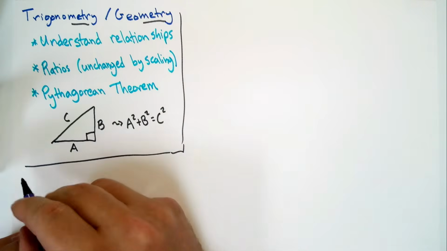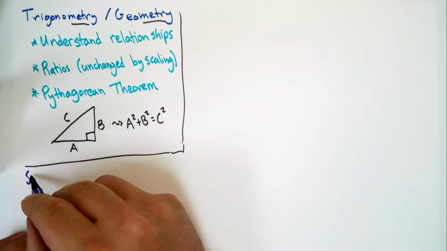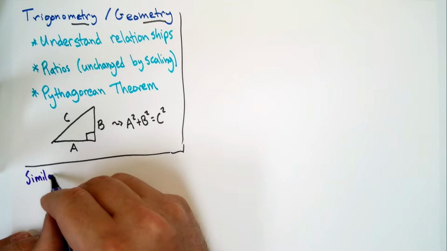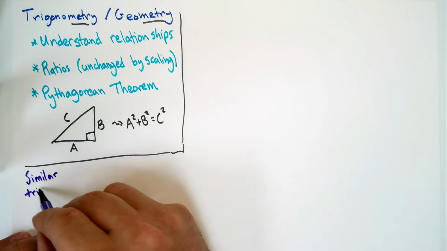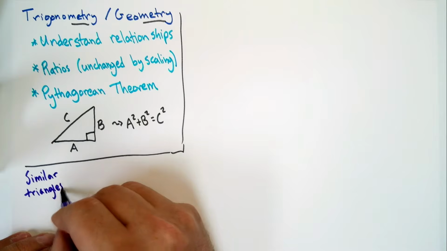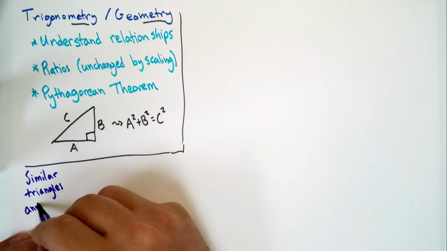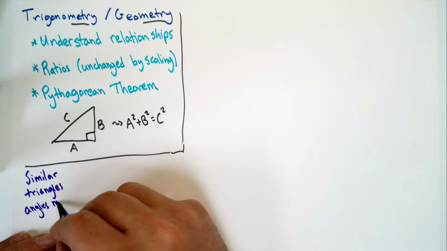All right, so let's talk about scaling. One of the ways that you see scaling showing up is this notion of similar triangles. Similar triangles is just a way of saying the angles match. And so what doesn't match is the size.